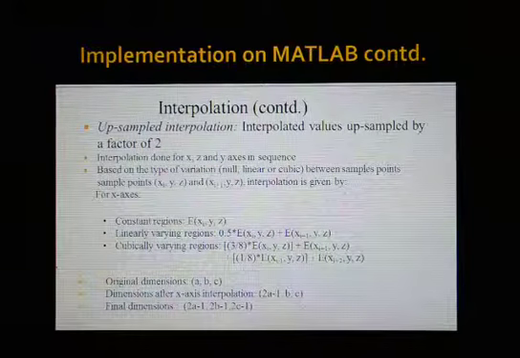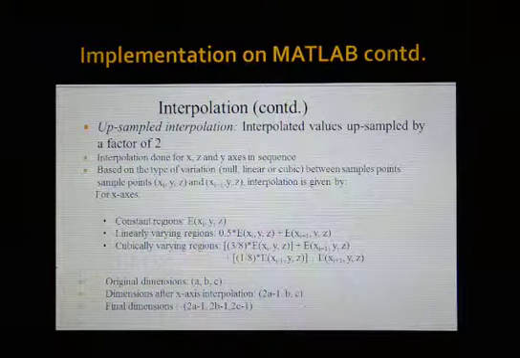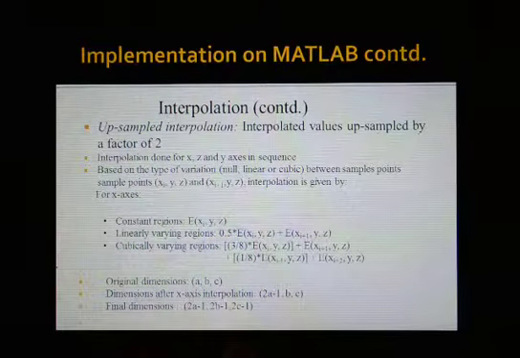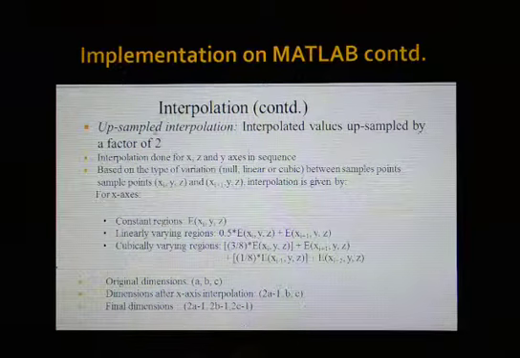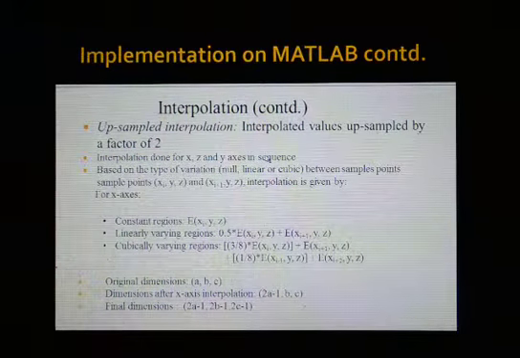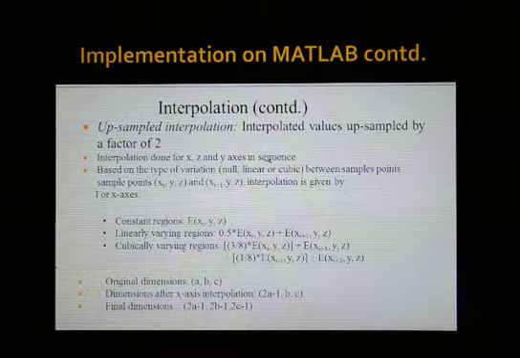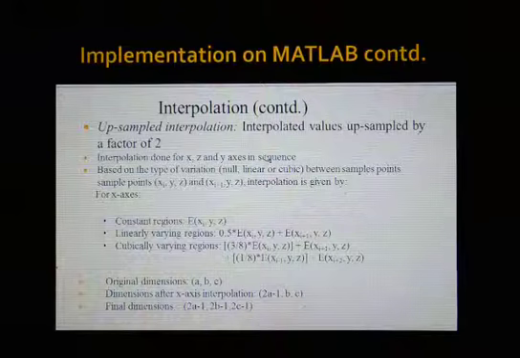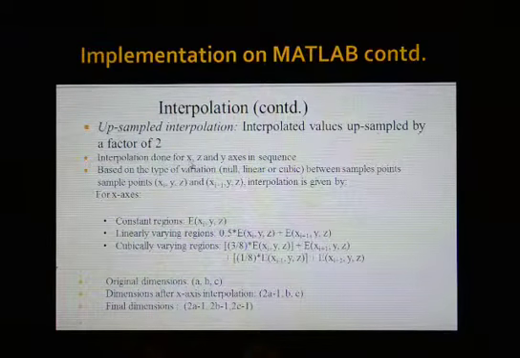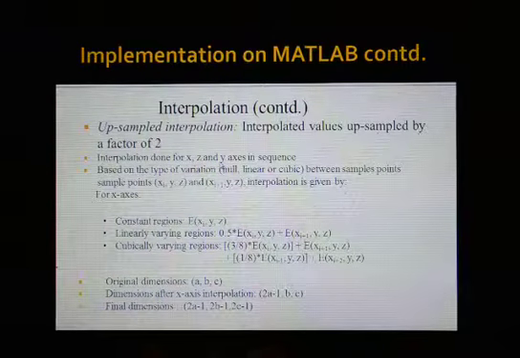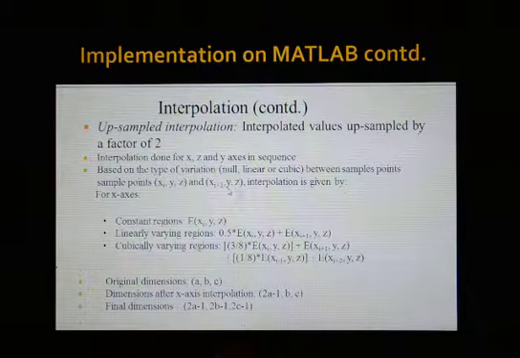Next, we will show that B-spline interpolation will produce better results. In this case, we have upsampled using B-spline interpolation. Here upsampling is done by a factor of 2, which results in a volume upsampling of 8. As we can see, interpolation is done first for the x-axis, then for the z-axis, then for the y-axis, in this order.